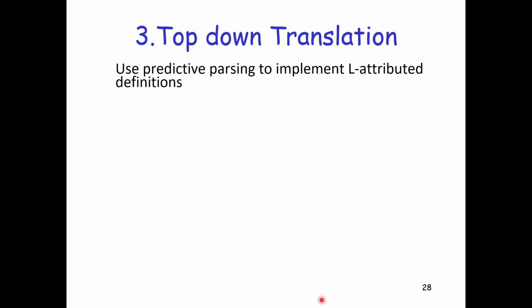Next topic is top-down translation. Here top-down translation means translation using top-down parsing. The category of top-down parser is the predictive parser. Here we are using a predictive parser to implement the L-attributed definition. L means it applies a restriction to inherited attributes. Inherited attribute means it is coming from its parent and its left sibling. Since the top-down parser always builds the parse tree in pre-order form, pre-order meaning root, left, right, the same thing we can apply if we are using an L-attributed definition.